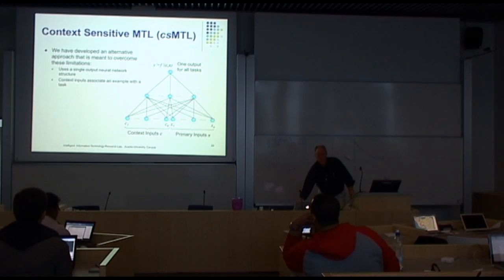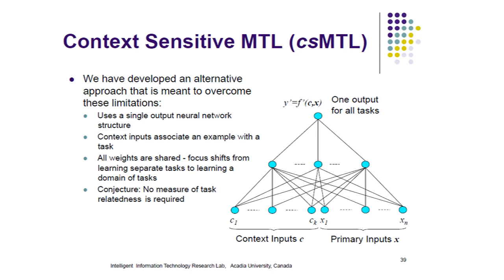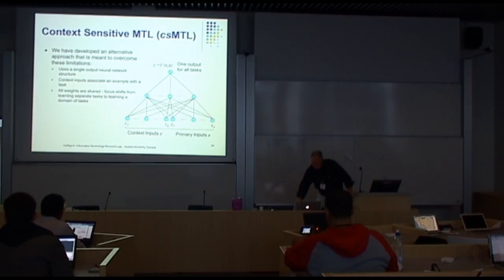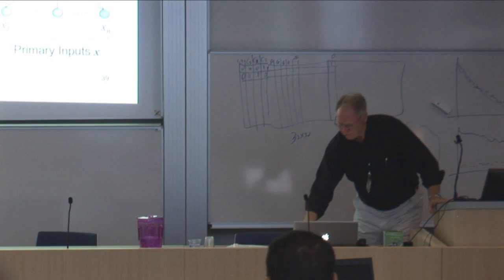The inputs associate themselves with a particular task. Or, by the way, another way of thinking about this is that the context inputs could be grounded. They could actually be inputs from the environment, such as the XY coordinate for your robot, or the light level, or something like this. So those actually modulate, if you like, the input parameters as contextual cues. All the weights are shared now in this network. So the learning is shifted from learning separate task outputs to learning a domain of all the tasks.